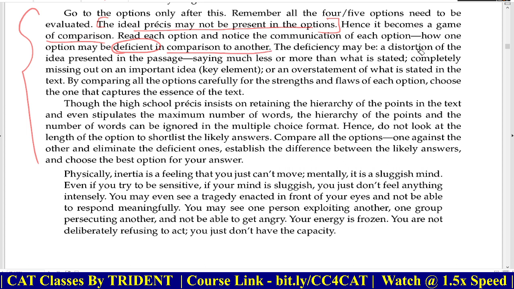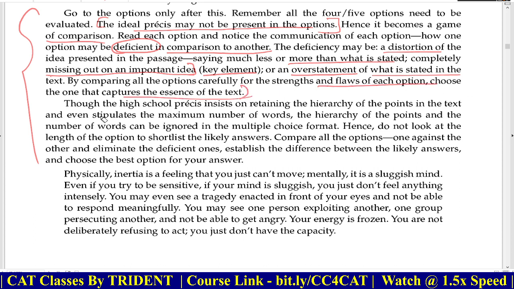The deficiency may be a distortion of the idea presented in the passage, saying much less or more than what is stated, completely missing out on an important idea. This is the most critical thing: the option choice may be completely missing out on an important idea or the key element, or an overstatement of what is stated in the text.